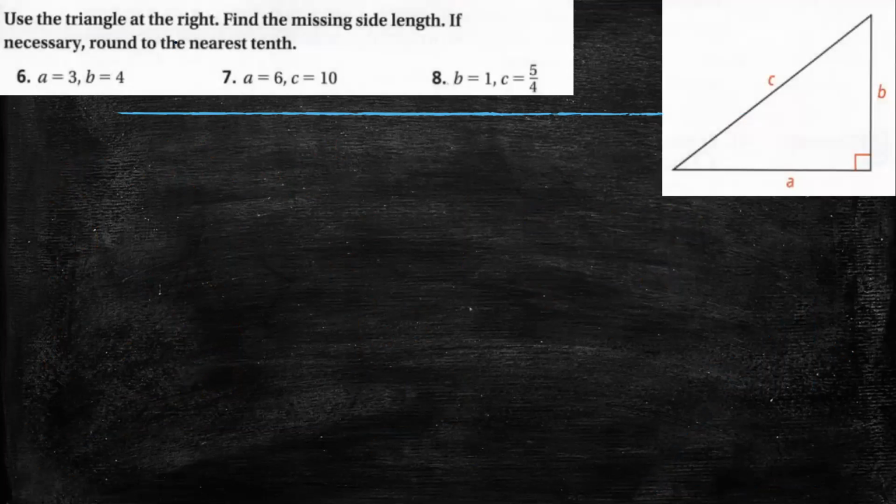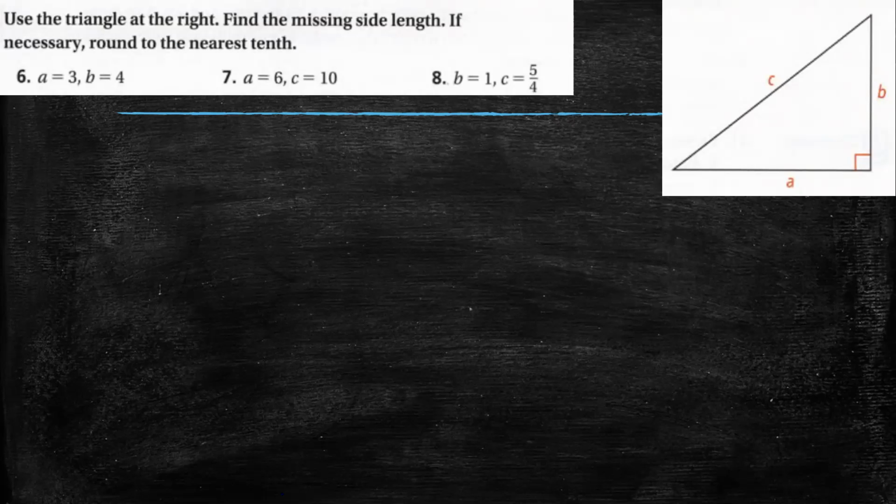Now, let's do this exercise from the problem solving here. Use the triangle at the right. Find the missing side. If necessary, round it to the nearest length. Let's do number 6 first.